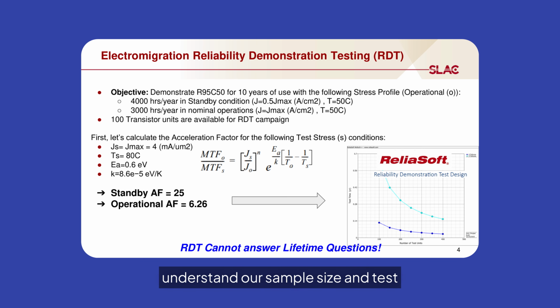We would like to understand our sample size and test duration. We begin by calculating the acceleration factors using the shown stress conditions. Using Black's equation, we compute separate acceleration factors for standby and operational conditions. Standby acceleration factor is 25. Operational acceleration factor is 6.26.